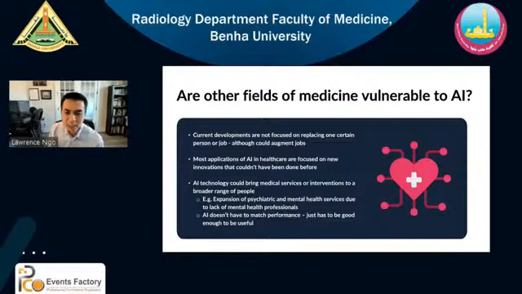Just like any transformation that may happen in radiology, I think those same developments will augment the workflow and not necessarily replace it. And one example, I think the most extreme example, is probably psychiatry or mental health.